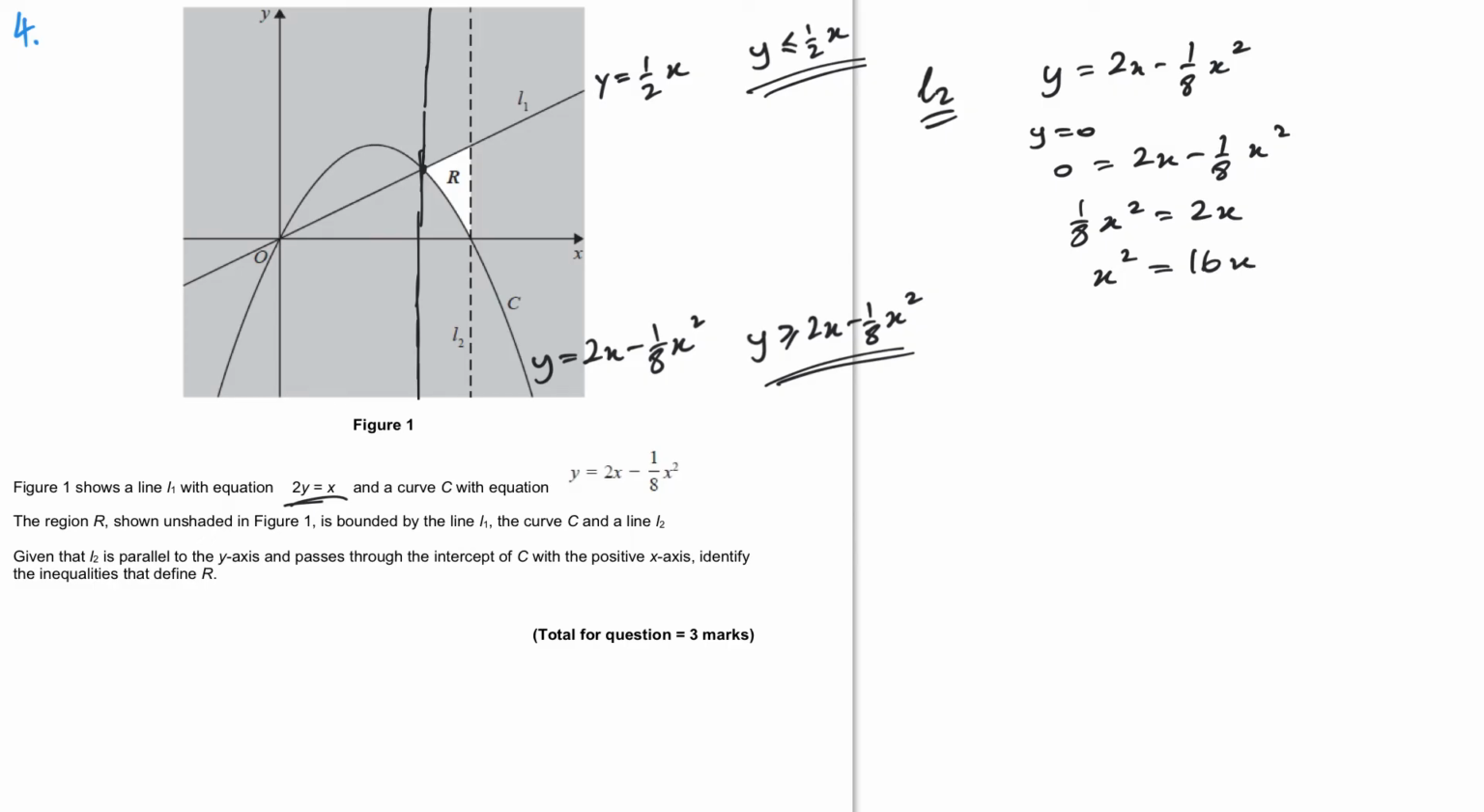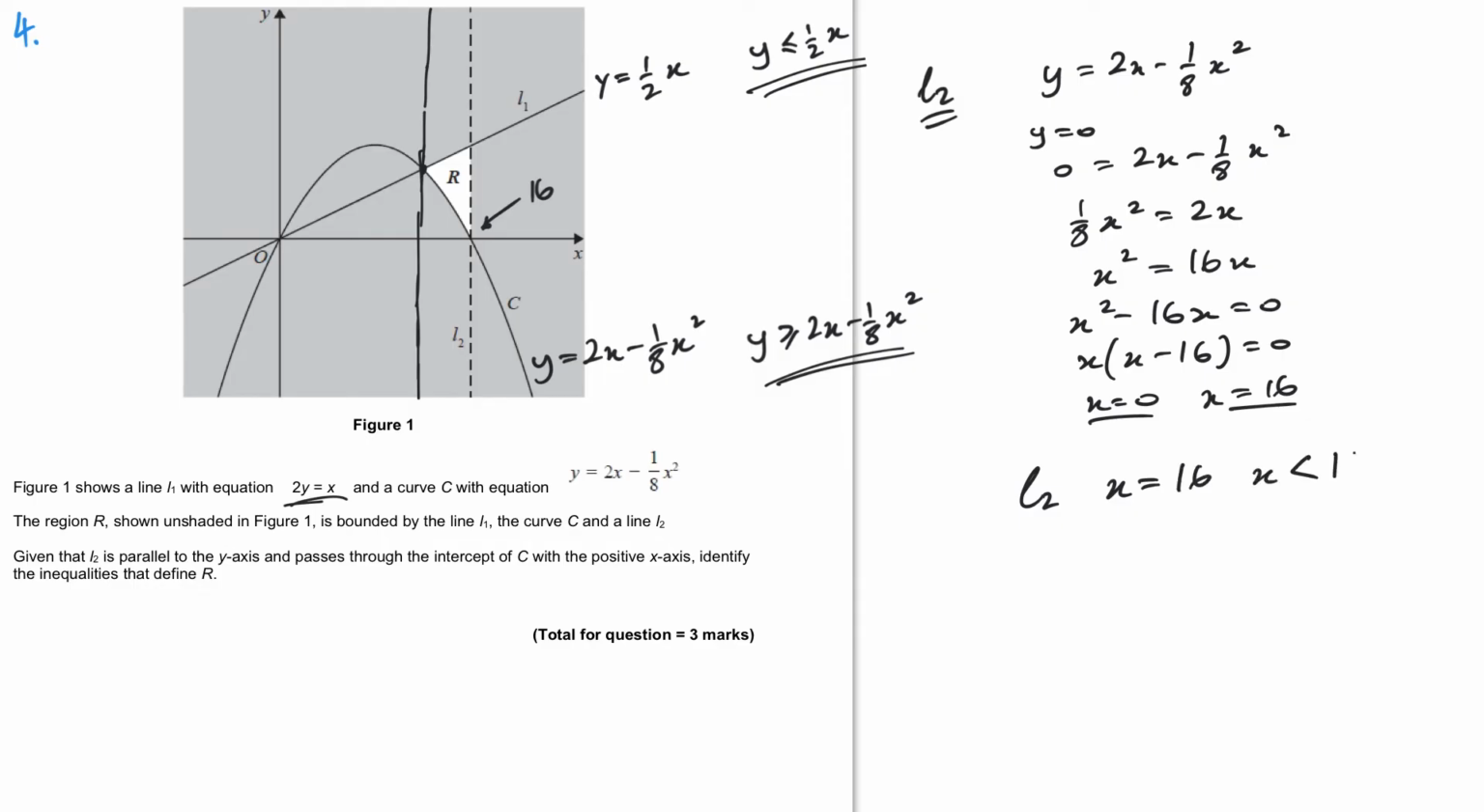Now, it's very tempting here just to divide by x, but that's not what you should be doing. Obviously, I should be factorizing. So take x out and we get x times (x minus 16) in brackets. So x equals 0, x equals 16. So this point here must be at 16. So L2 is essentially the line x equals 16, or the inequality where x is less than 16.